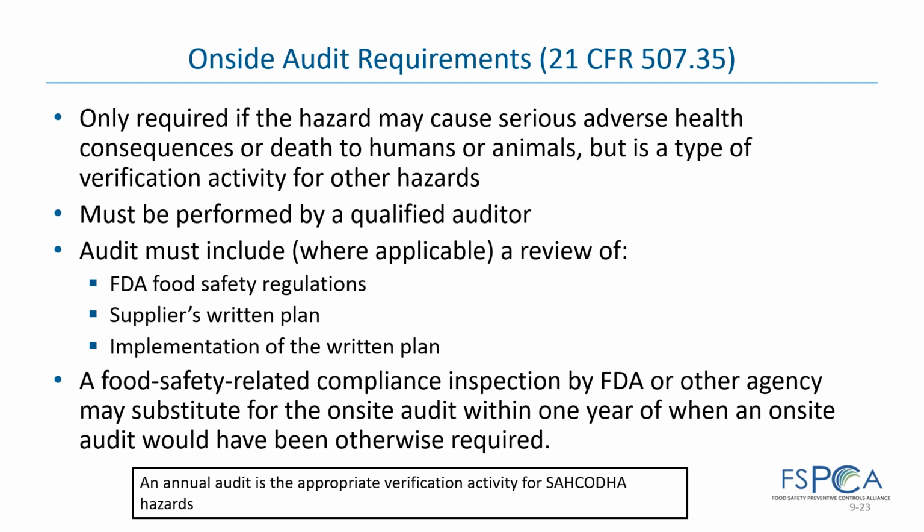The audit does have to include a review of FDA food safety regulations, the supplier's actual written food safety system, and how they're implementing that written food safety system. A food safety related compliance inspection by the FDA or another agency can substitute for this required audit as long as it's within 1 year of when you're wanting to do that audit. Okay. And while this is only required for SECOTA hazards, I think it's going to be common and it may be appropriate for other types of hazards.